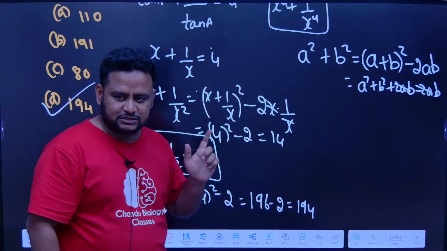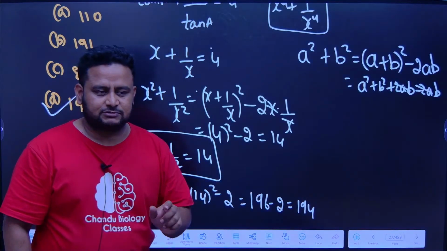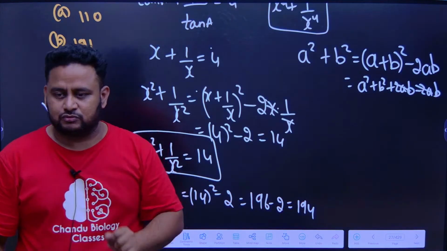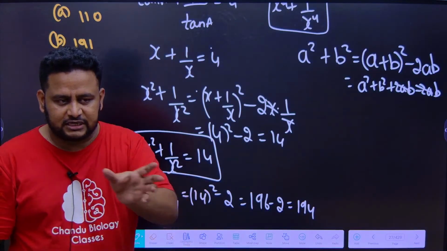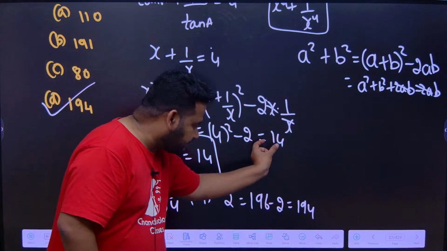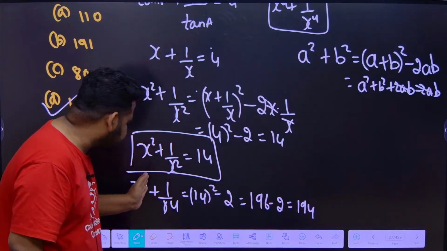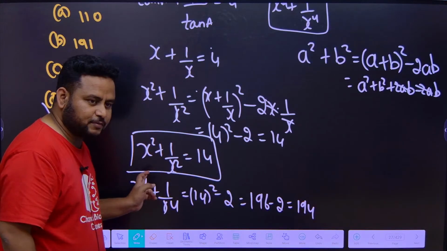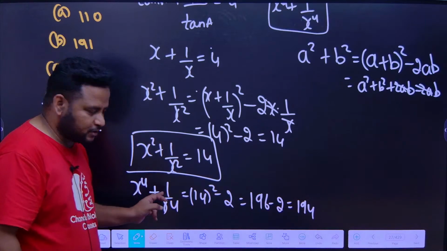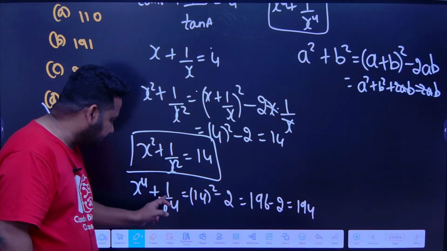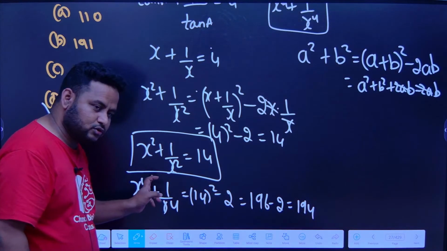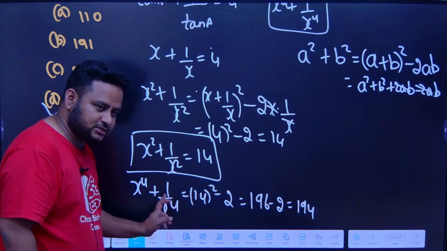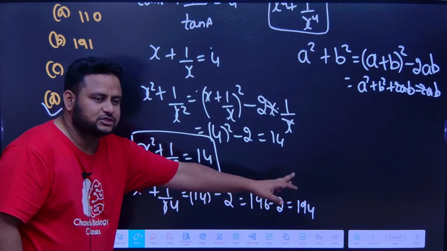Actually, if x plus 1 by x is given, then x square plus 1 by x square is the square of the number minus 2. If you want the power of 4, it is the square of what you got here, the square of this one minus 2. If you want further squares, x to the power of 8: 2 into 2 is 4, so I get x to the power of 4, and if I write into 2, x to the power of 8 plus 1 by x to the power of 8 is the square of this minus 2.